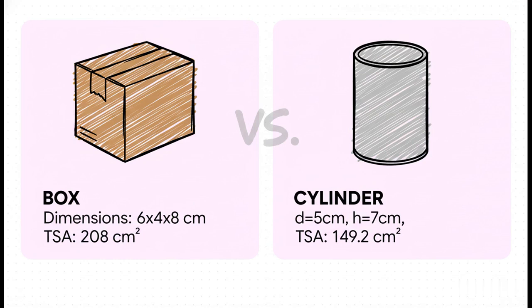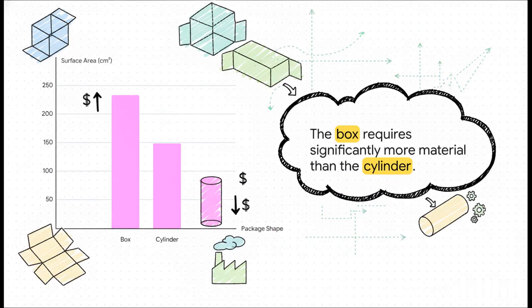On one side, we have a box. On the other, a cylinder. Which one do you think uses less material? Well, we run the numbers for the box, and we get 208 square centimeters. Then we do the math for the cylinder, and look at that, it's only 149.2. That's a big difference. And you can see it plain as day right here. The box needs way more material than the cylinder to get the job done. Now just imagine, multiply that difference by, say, 1,000,000 cans, or 10 million. All of a sudden, you can see how just choosing a different shape can save a company an absolute fortune.